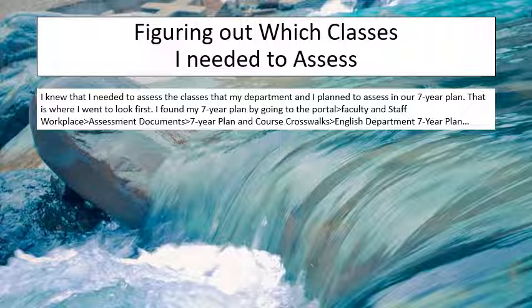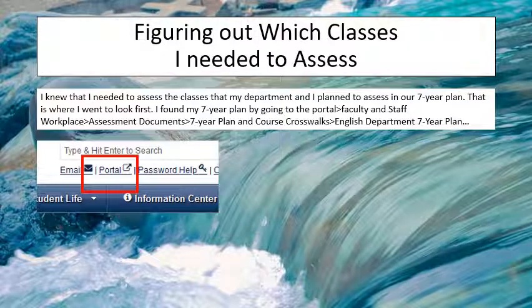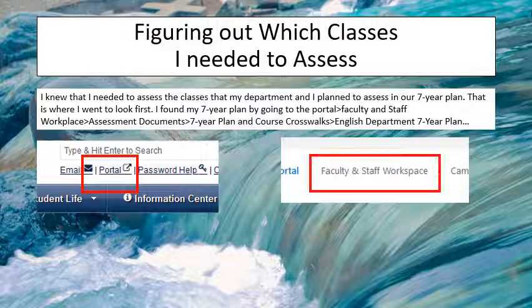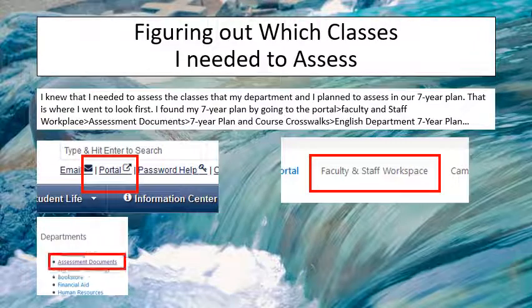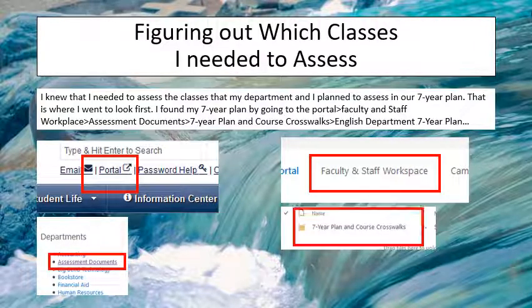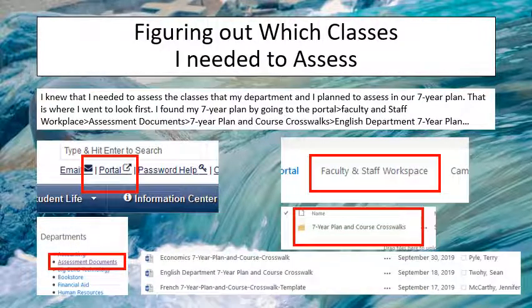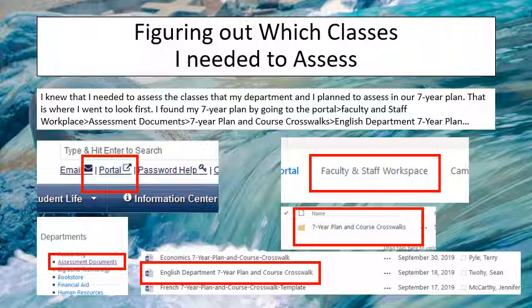I found my 7-year plan by going to the portal and then going to Faculty and Staff Workplace and then going to Assessment Documents and then going to the 7-year plan and course crosswalks and then going to the English department 7-year plan.